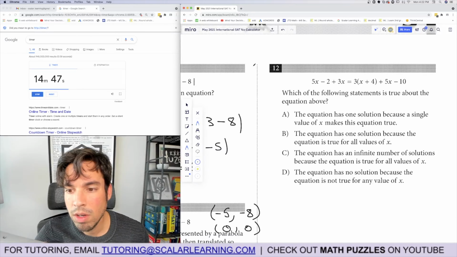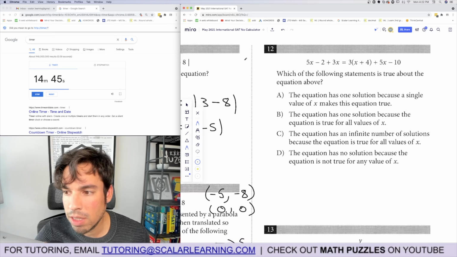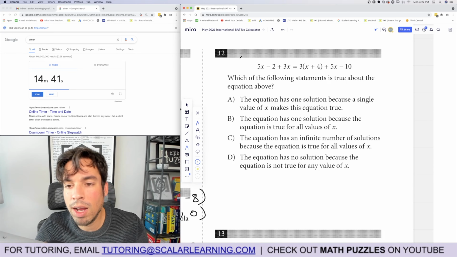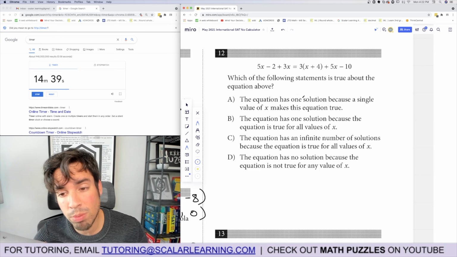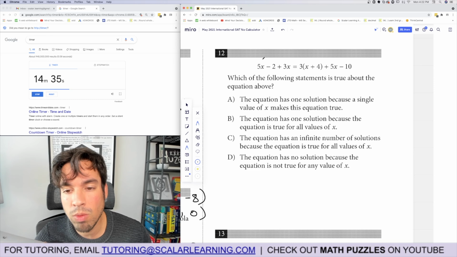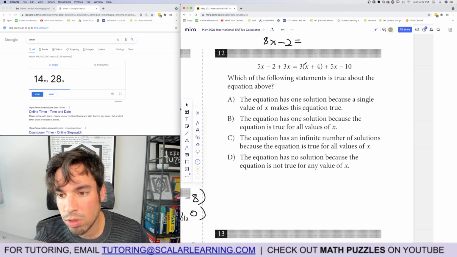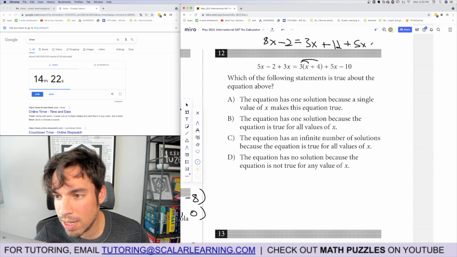Number 12. Which of the following statements is true about the equation above? Before I look at the answer choices, the mistake would be to just start looking at the answer choices and be like, I wonder which one. No, what they really want us to do here is simplify first, then we can analyze more. 5x plus 3x is 8x. See, I'm just combining like terms. Equals, let's distribute. 3x plus 12 plus 5x minus 10.